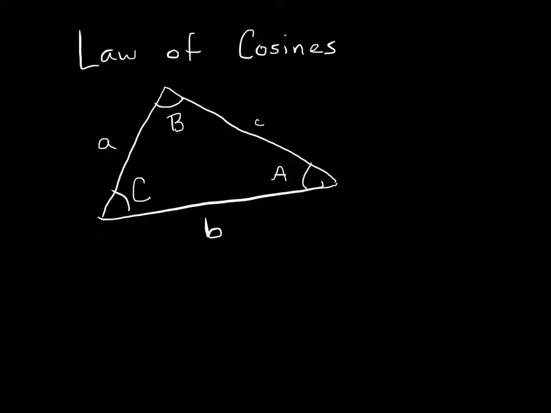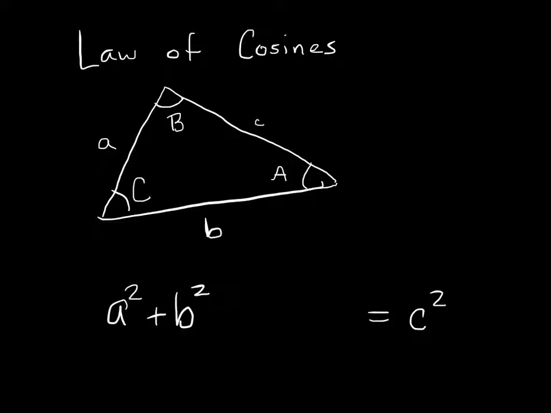Okay, so here's how you think about the law of cosines. Imagine that this angle were a right angle. Then the Pythagorean theorem would apply to this triangle. And it would say a squared plus b squared, and I'm going to leave some space, equals c squared. But this is not a right triangle. In fact, c is too short to be a hypotenuse.